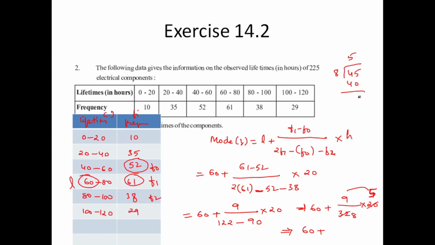5 times, comes 5 and a decimal point here, and the remainder gives 6. Yes, 48. So the answer is 5.6. So here we are getting 5.6. If I add up these two, 65.6 is your required mode value. That is 65.6 hours. Okay, so let's look at the next sum.